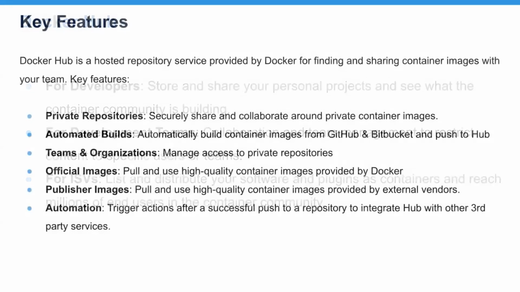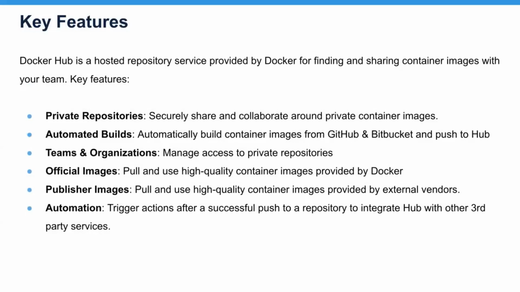All right, so a few of the key features that we will highlight today are private repositories, the ability to securely share and collaborate around private container images, and automated builds, which provide the option of configuring your account and a Docker repo with an upstream SCM provider like GitHub or Bitbucket, and then automatically creating images based on commits to those repos, such that you can create a CI pipeline and automatically build and test images based on changes that are happening when code commits.